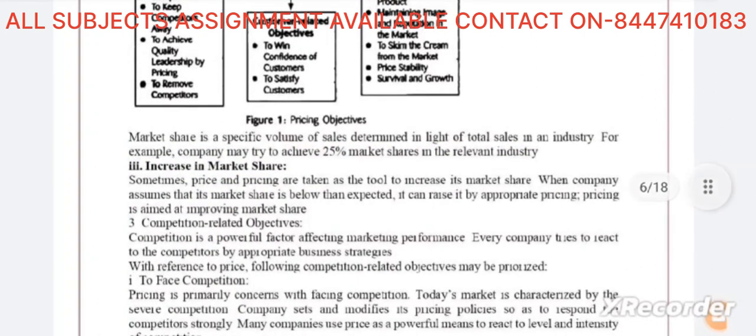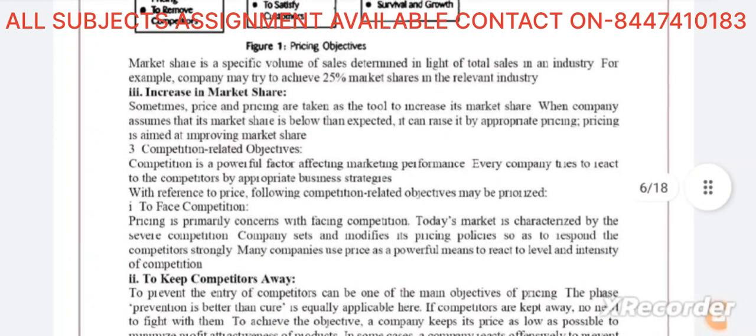Market share is a specific volume of sales determined in light of total sales in an industry. For example, a company may try to achieve 25% market share in the relevant industry. Increase in market share: sometimes pricing is taken as a tool to increase market share. When a company assumes that its market share is lower than expected, it can raise it by appropriate pricing. Pricing is aimed at improving market share.